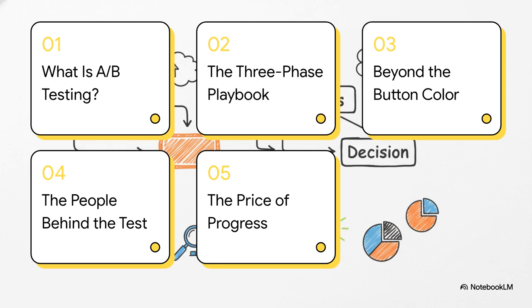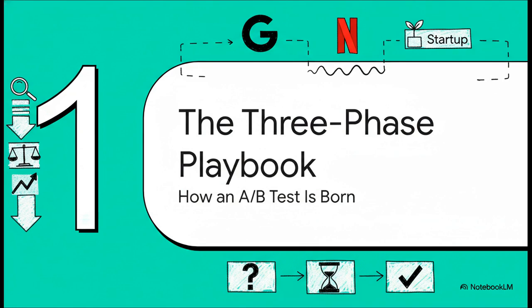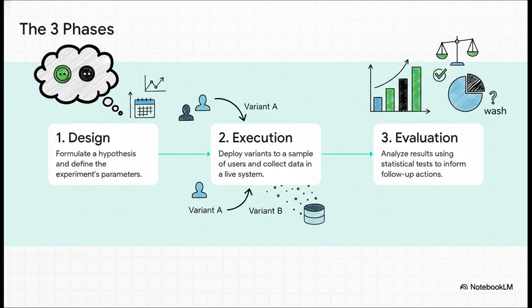You know, you'd think every company has its own secret sauce, but pretty much every A/B test, whether it's at Google, Netflix, or some tiny startup, follows the same standardized playbook. It's a really clear three-phase process that's all about getting results you can trust. So it all kicks off with the design phase. This is where a team comes up with a hypothesis. Something like, hey, I bet if we make this button green, more people will click it.